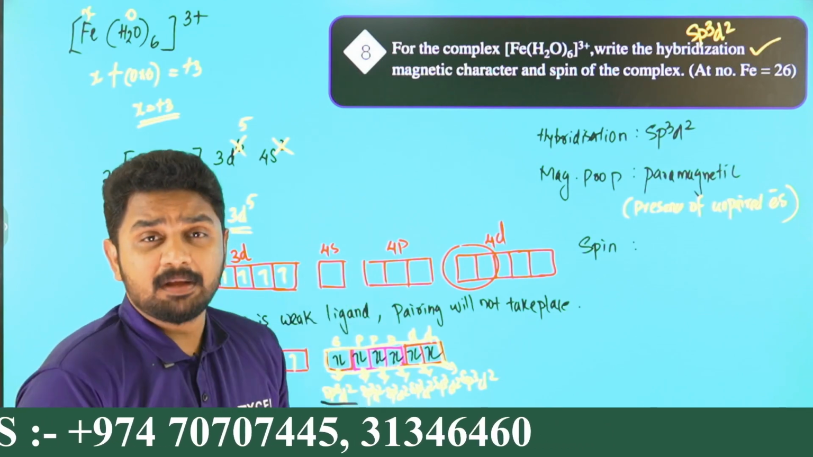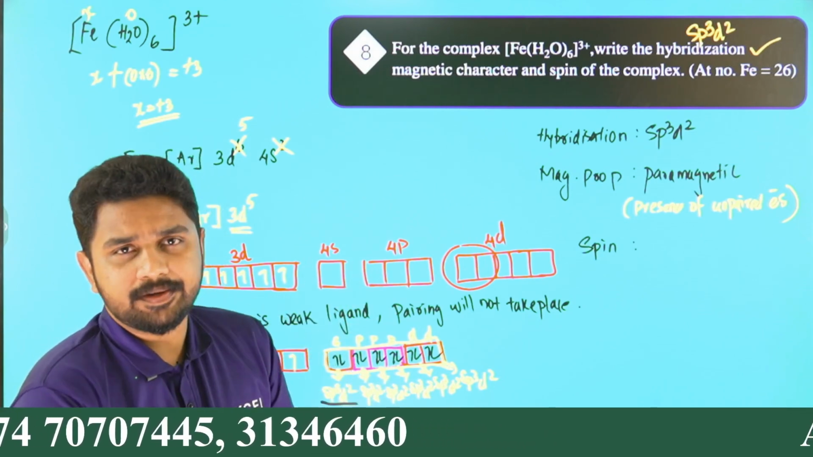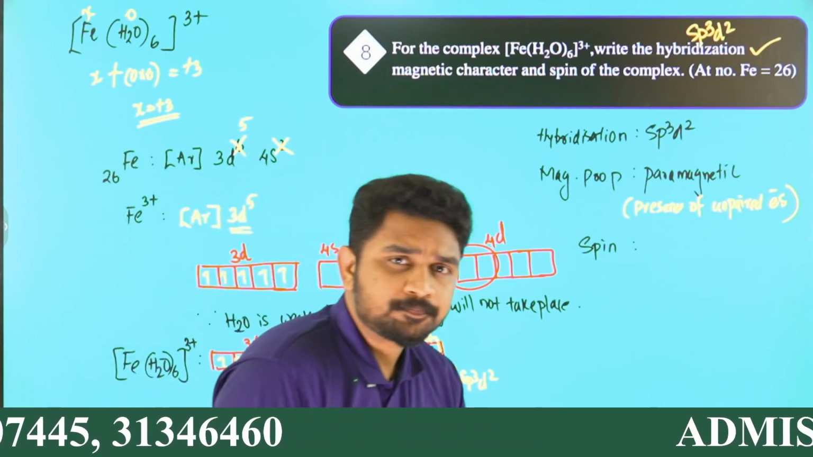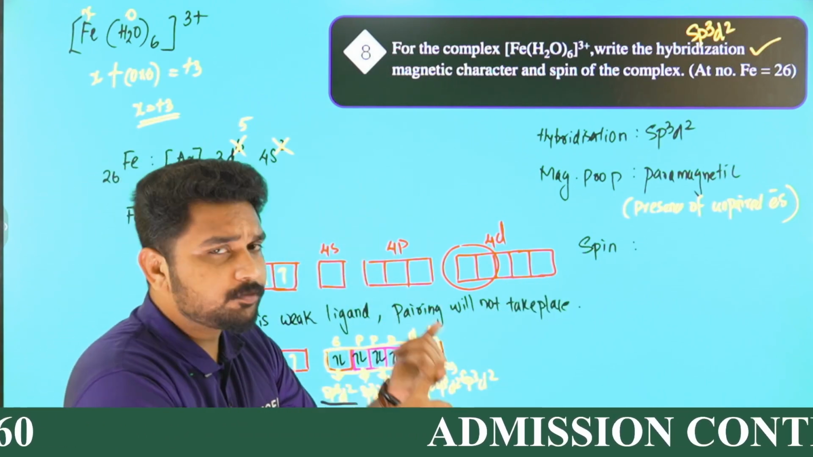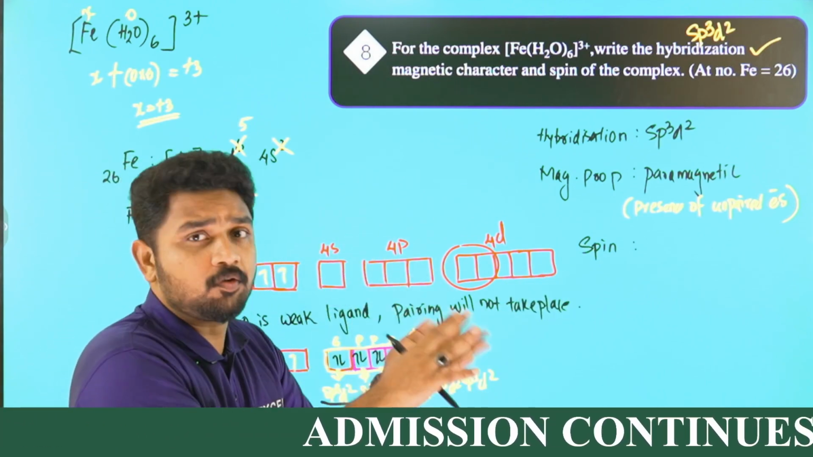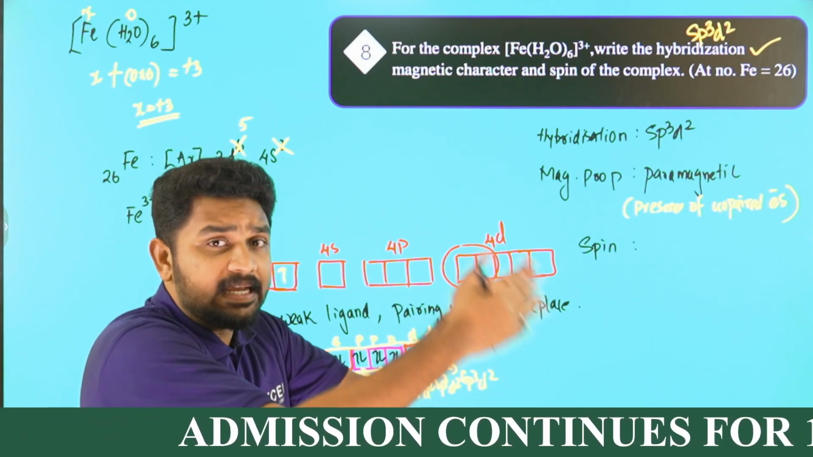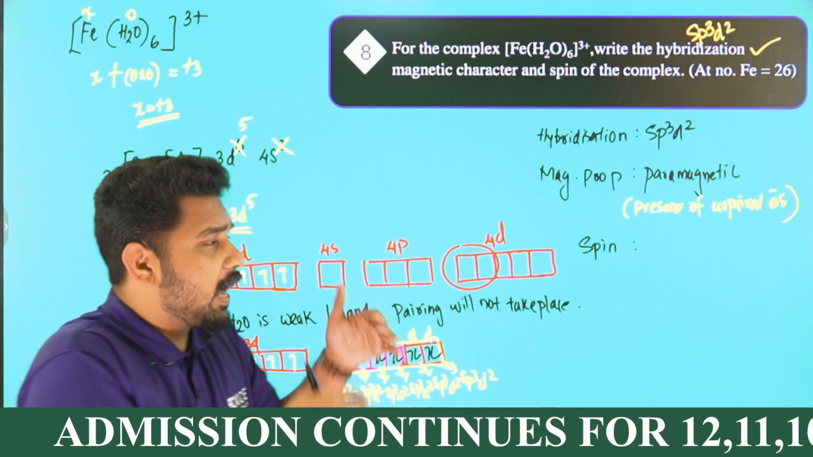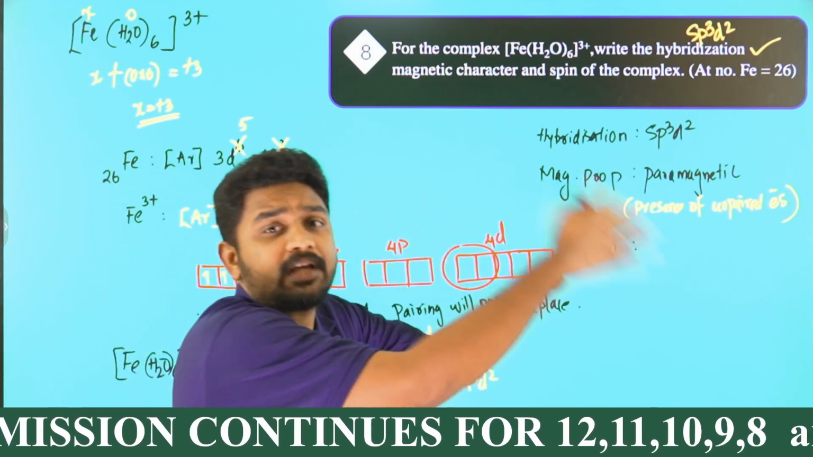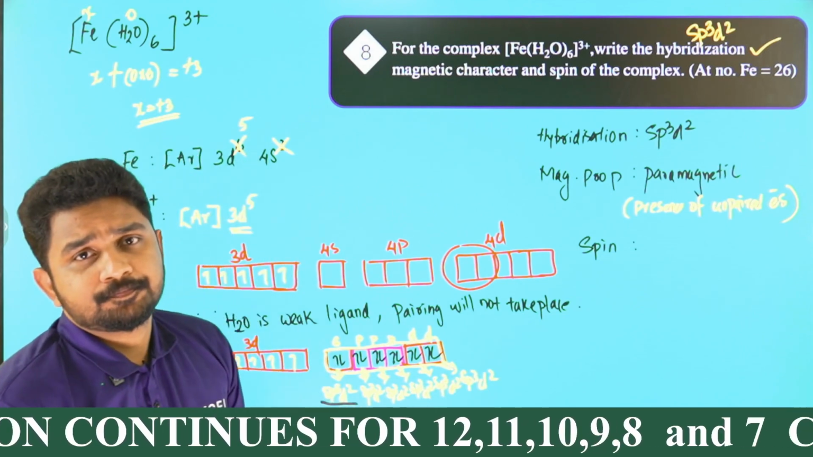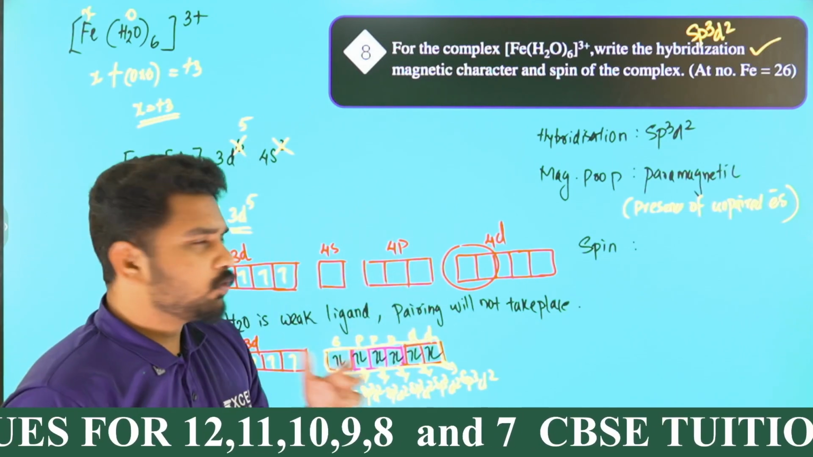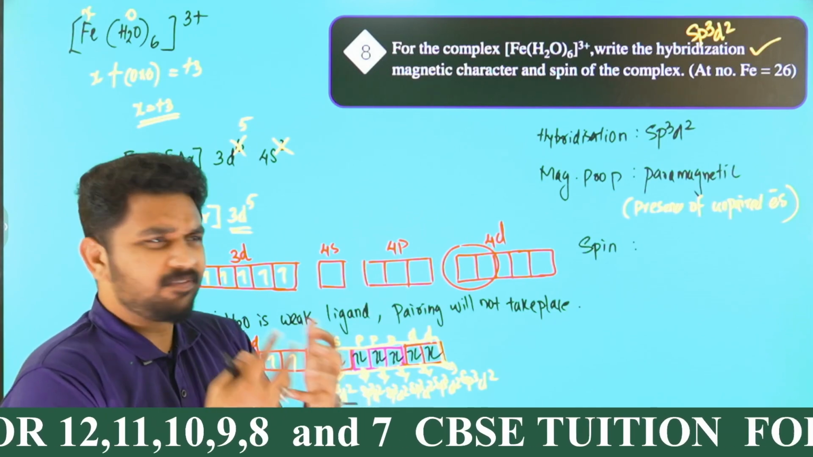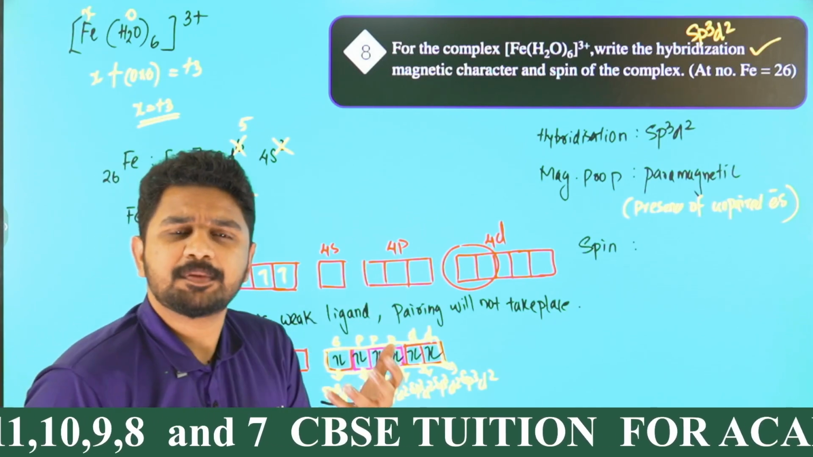Low spin is also called an inner d orbital complex. High spin is also called an outer d orbital complex. Okay, outer d orbital, so what do you mean by that? How can we find whether a compound is low spin or high spin?